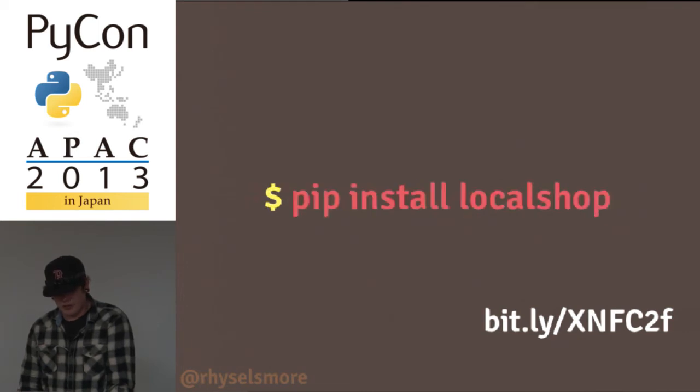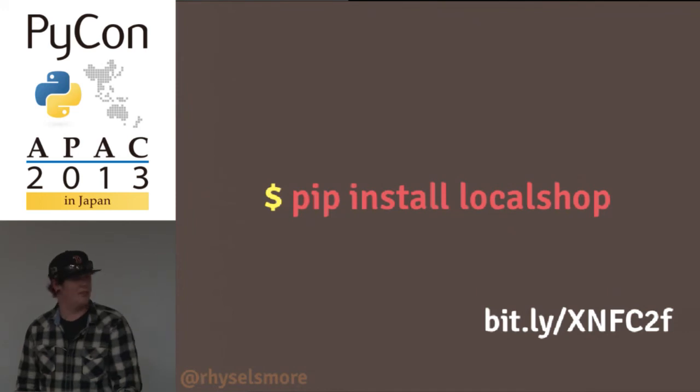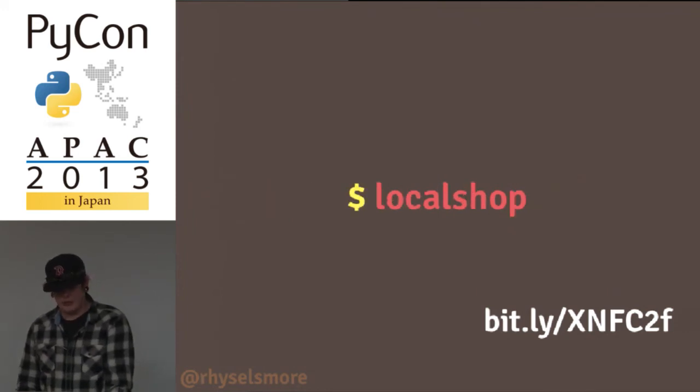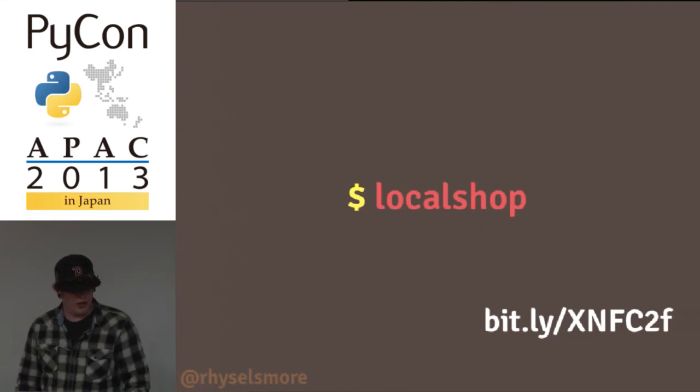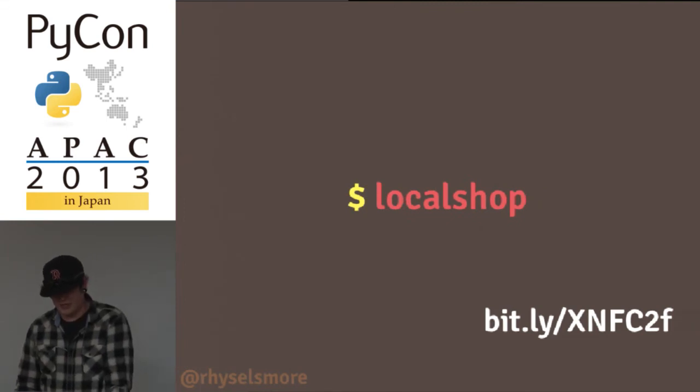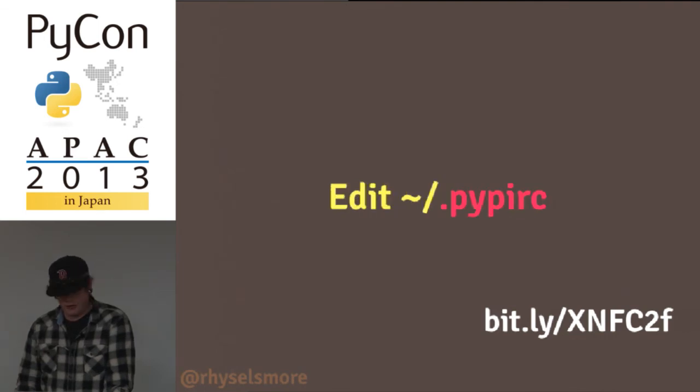So pip install local shop, or you can clone the source. It gives you authentication, IP restriction, and it's just a mix of Django and Celery and a few other little dependencies. Then you can run local shop. The command's a bit more full on than that, but it's pretty easy to get up and running. You can then edit your pip file, and you can point your local pip towards it.